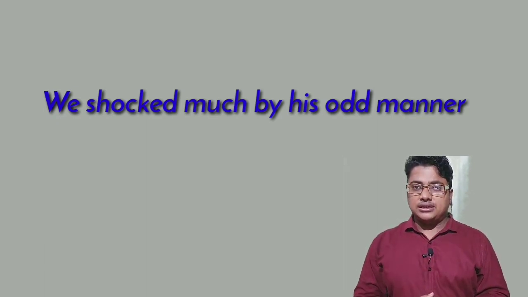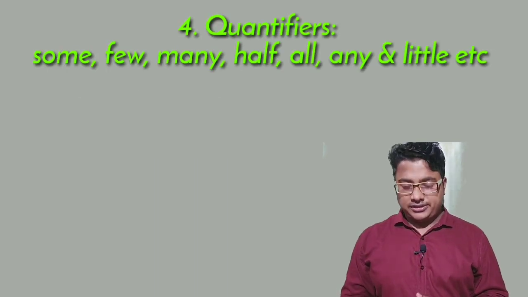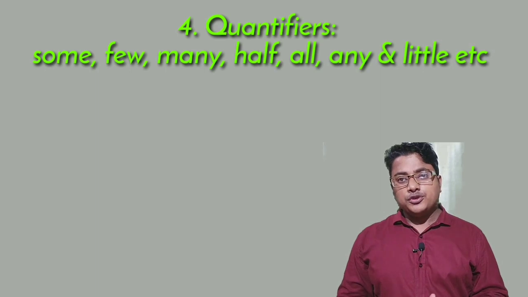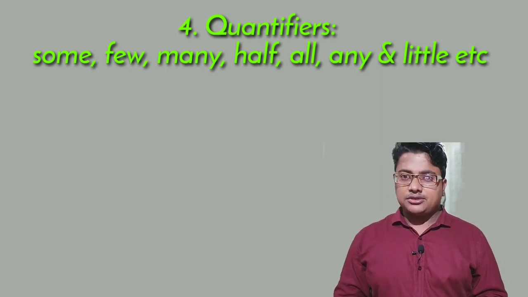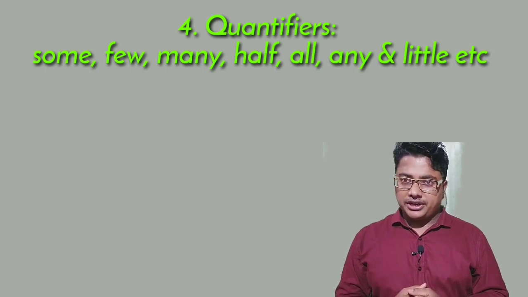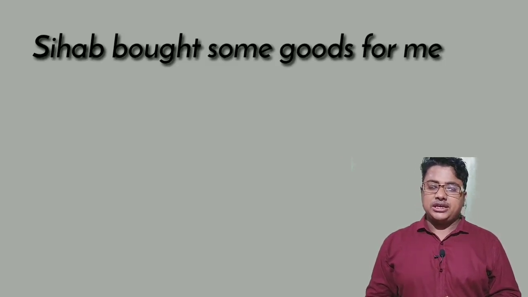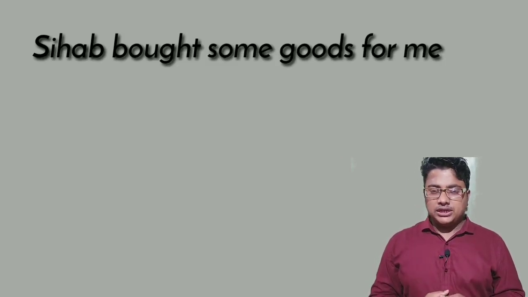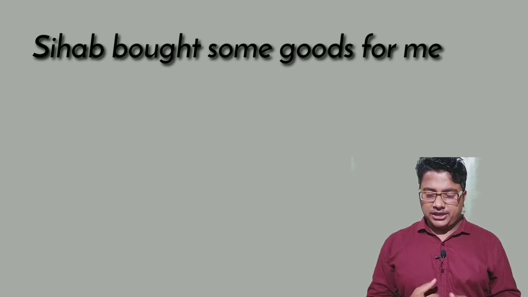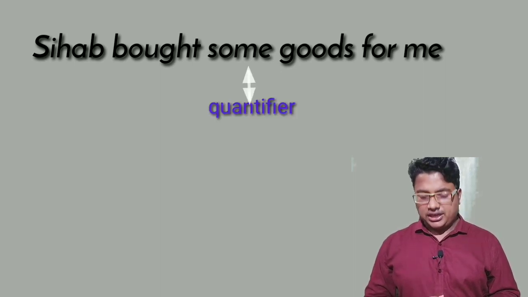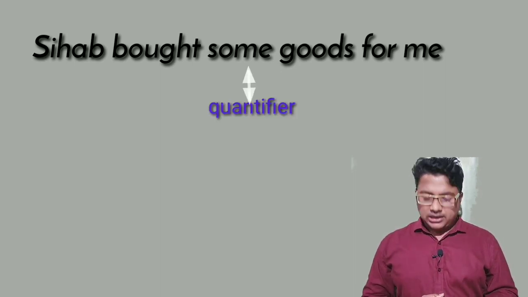Then another type of determiner is quantifiers. Some, few, many, half, little, any, etc. are known as quantifiers. She has bought some goods for me. Here we use some. Some is quantifier, so here some is determiner.